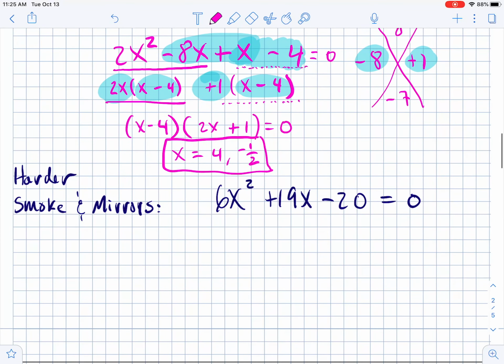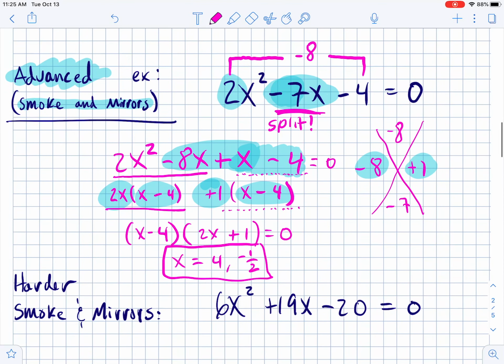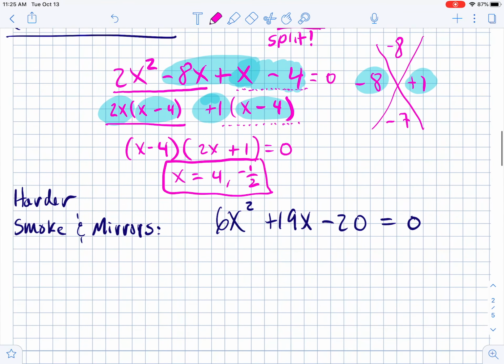All right, let's try smoke and mirrors again, but with a harder example, because I show kids this method and they're like, that's stupid, I'm just gonna guess and check it. And I'm like, all right, cool, but a problem like this is probably gonna be more painful by guess and checking.